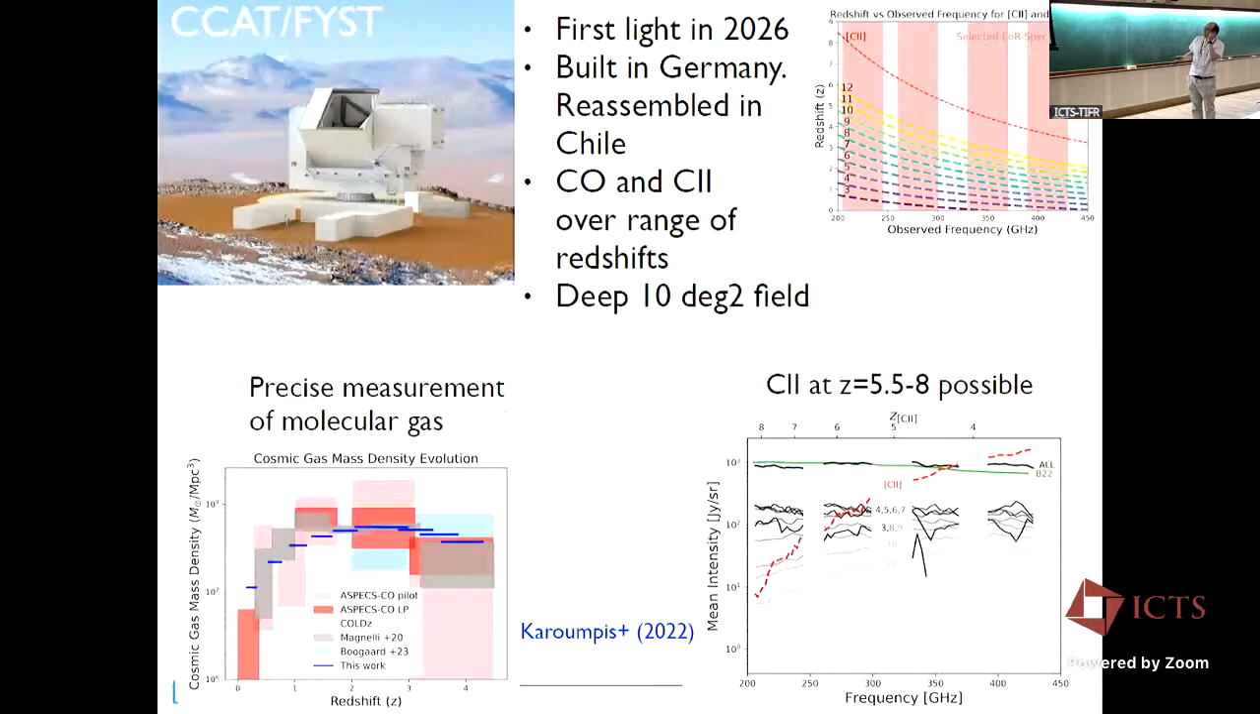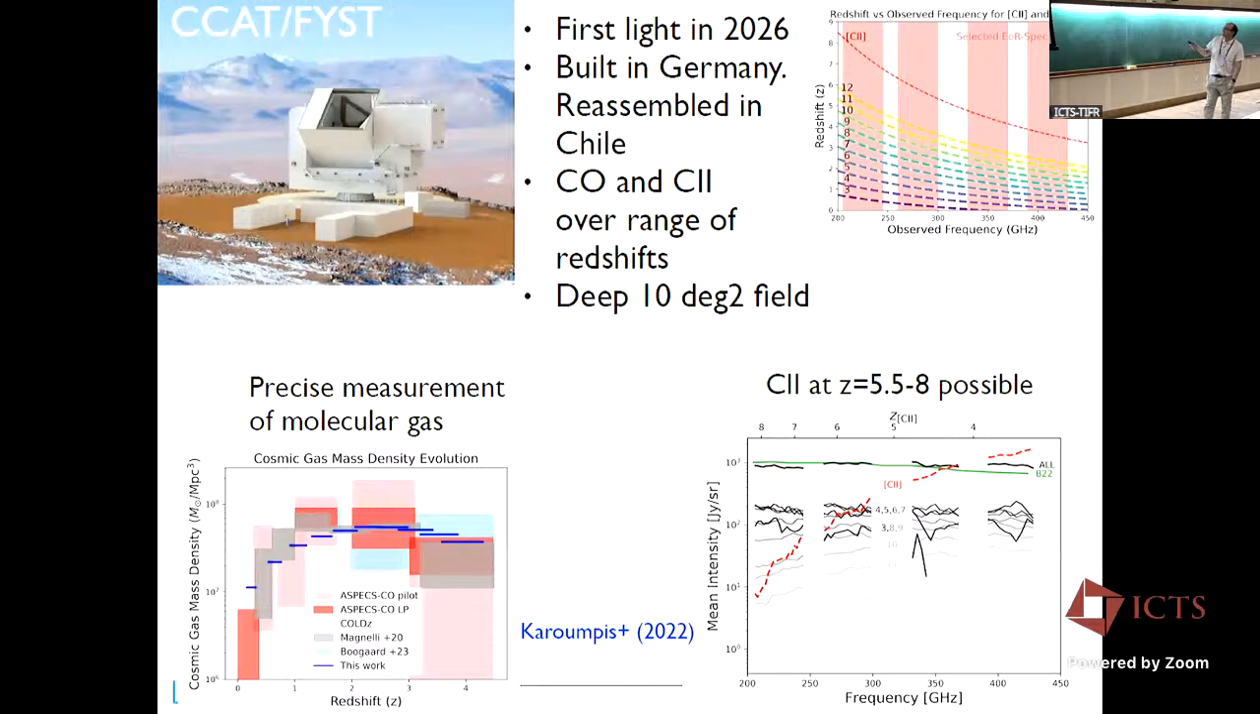And then I also wanted to mention CCAT. So this is an artist's impression of CCAT. This is going to see first light next year. And it's a funny telescope in that they built it in Germany, and then they disassembled it, and they're currently reassembling it in China. So that's good, because you know that hopefully, like a Lego kit, it will all fit together in the right way.